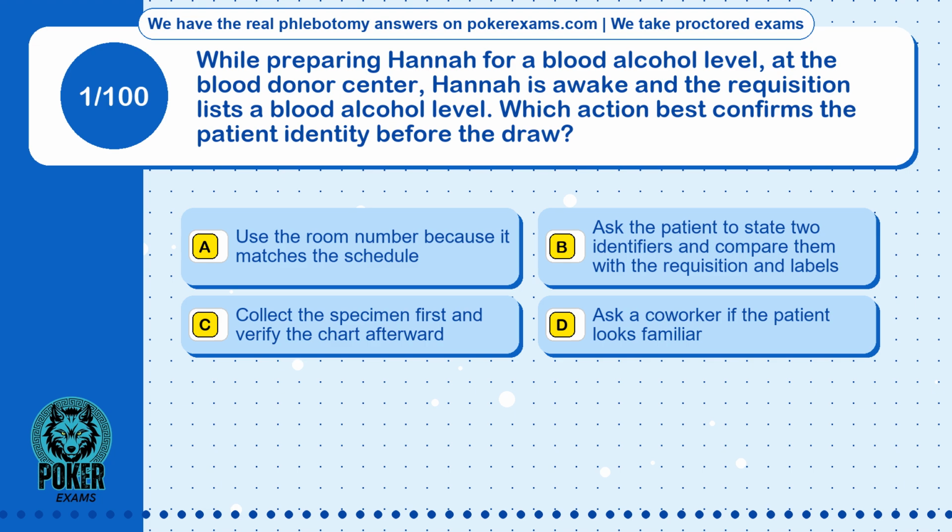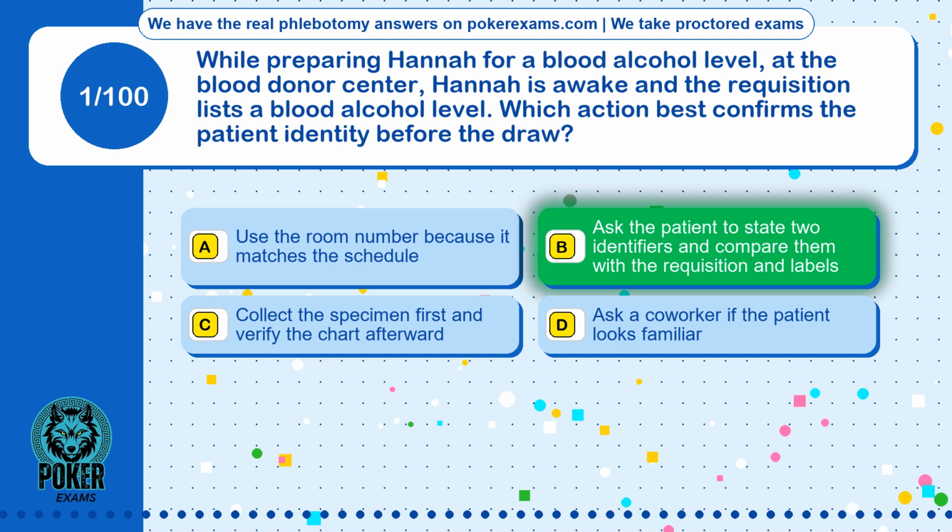Option A. Use the room number because it matches the schedule. Option B. Ask the patient to state two identifiers and compare them with the requisition and labels. Option C. Collect the specimen first and verify the chart afterward. Option D. Ask a coworker if the patient looks familiar.